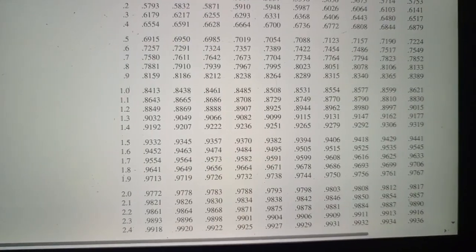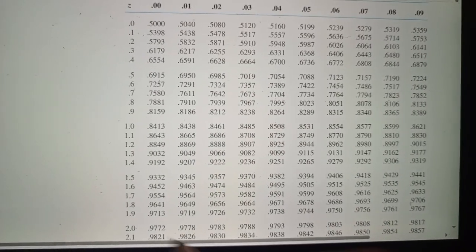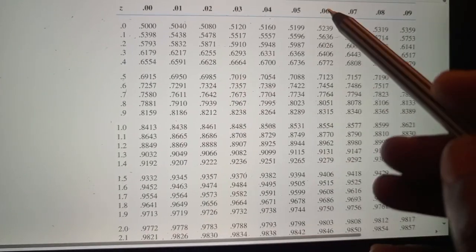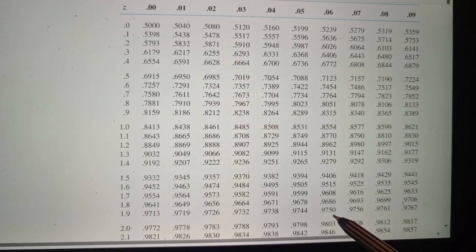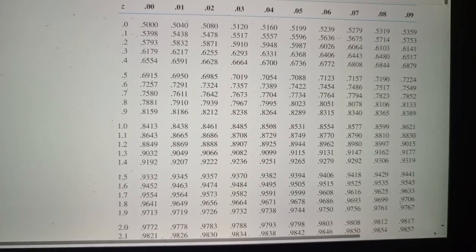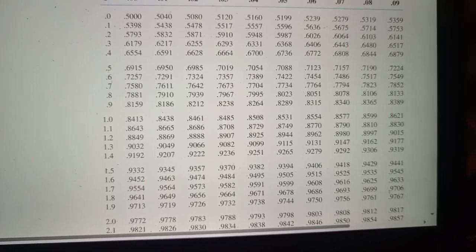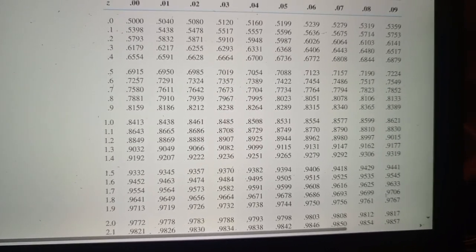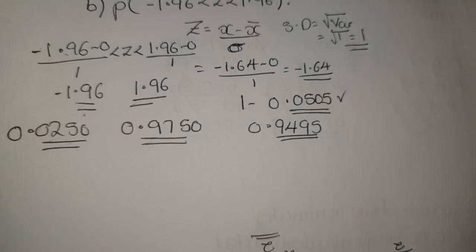Then the other one, remember, was positive 1.96. So you go to your positive table, you look for 1.96. 1.9 is here and 6 is here. So you come down all the way, you find that this is the value, and that is 0.9750. Then immediately you find these two values, what do you do? This is what we do now.